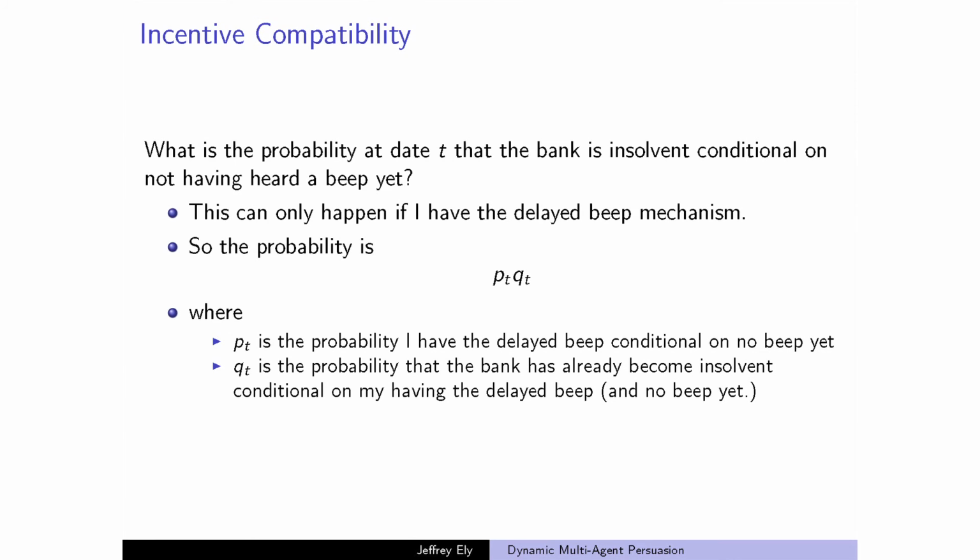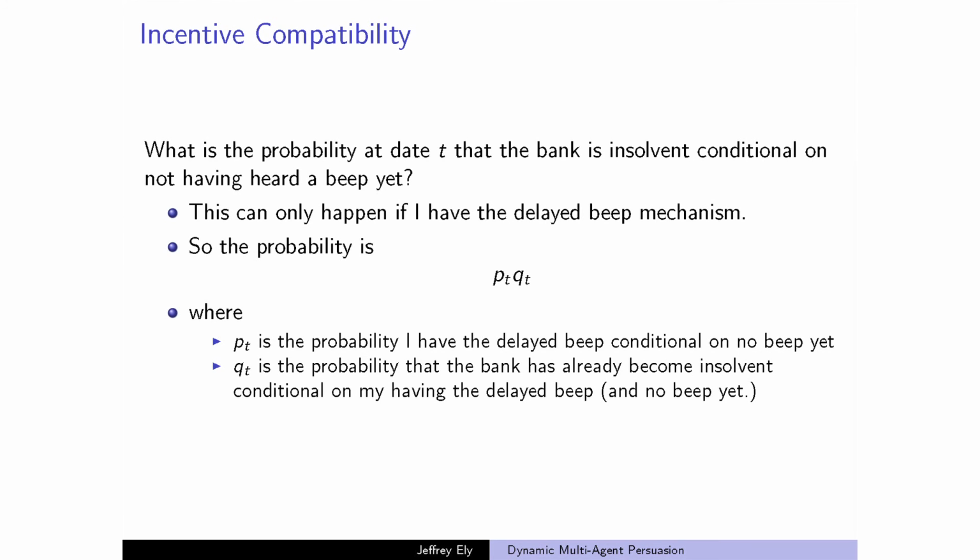Well, if I have yet to hear a beep, the only possible way that the bank is insolvent is if it's I that have the delay. So I want to ask, what's the probability that it's me who's got the delayed beep mechanism at time t, conditional on not having heard anything yet, because this belief is going to be updated over time. And then at time t, what's the conditional probability that the bank has become insolvent, given that I'm the guy that has the delayed beep mechanism? The product of those is going to give me my conditional probability that the bank is insolvent.